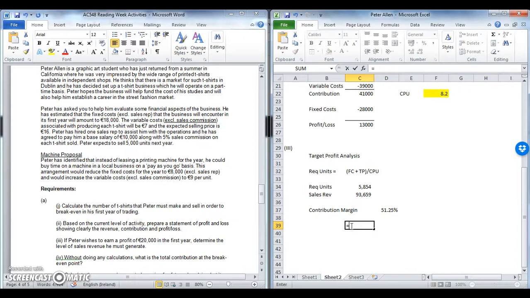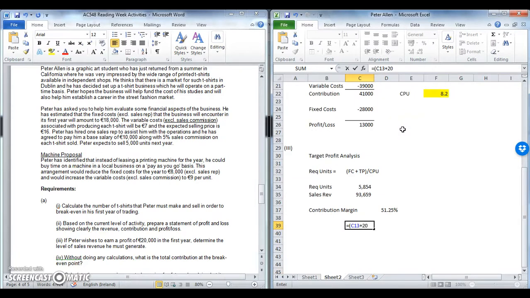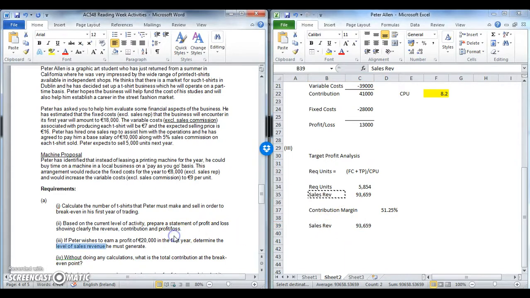So you can use this instead to go straight from the formula up here to sales revenue. So instead you'll say equals 28,000 plus 20,000 over the contribution margin. And you'll see it gets you back to the same 93,659 sales revenue. So you can use either or. Contribution per unit will get you to number of units. Contribution margin will get you straight to sales revenue. So either one is acceptable. Just make sure you know which one you're comfortable using in the exam setting.